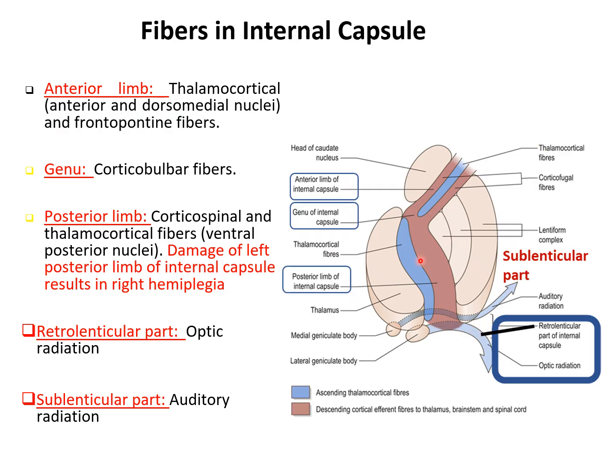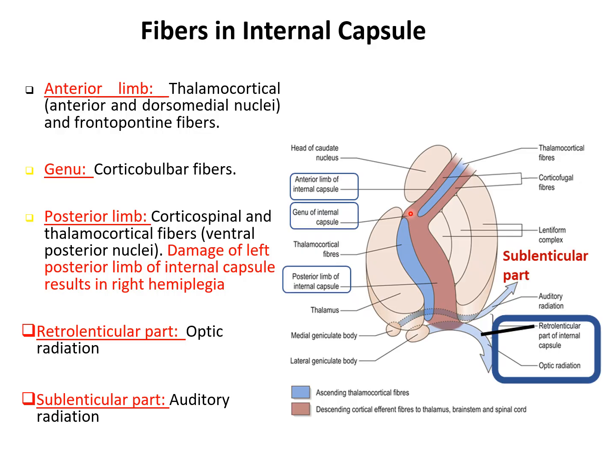This internal capsule has an anterior limb, between the caudate nucleus and the lentiform nucleus. The posterior limb is between the thalamus and the lentiform nucleus. The anterior limb meets the posterior limb at the genu of the internal capsule.